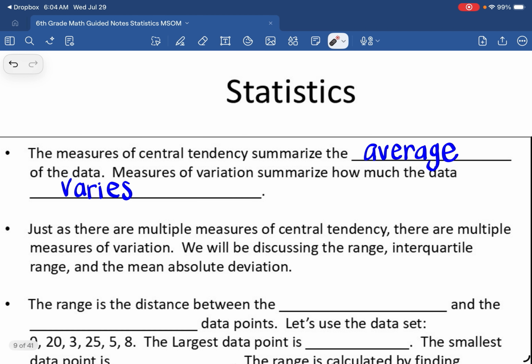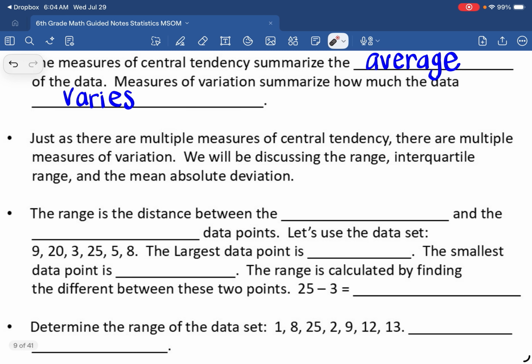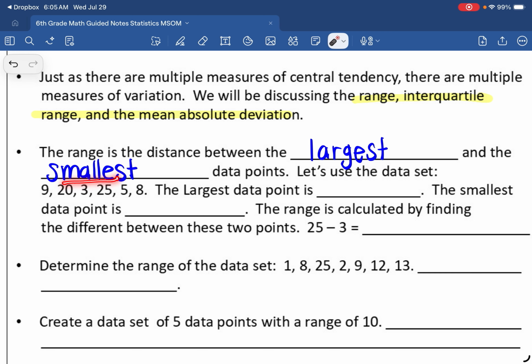The measures of central tendency summarize the average of the data. Measures of variation summarize how much the data varies. Just as there are multiple measures of central tendency, there are multiple measures of variation. We will be discussing the range, interquartile range, and the mean absolute deviation. The range is the distance between the largest and the smallest data points.